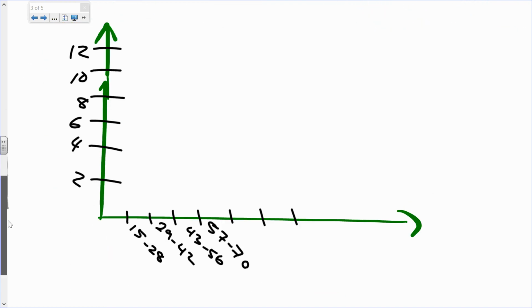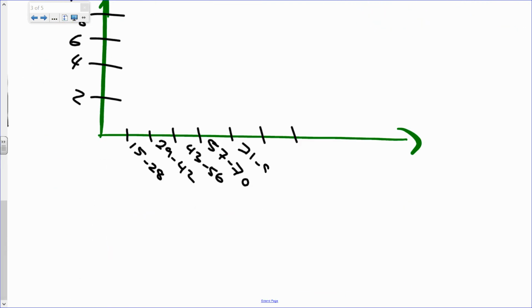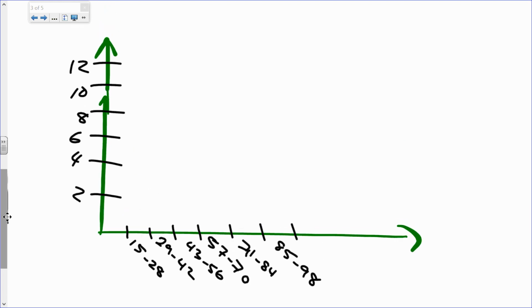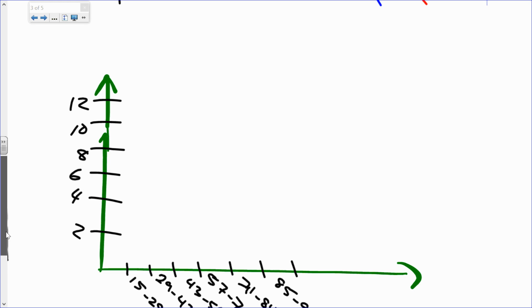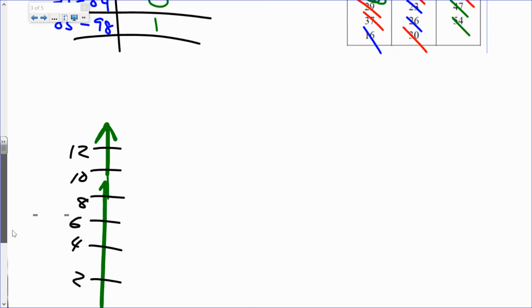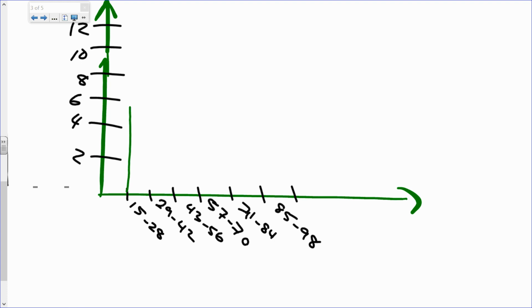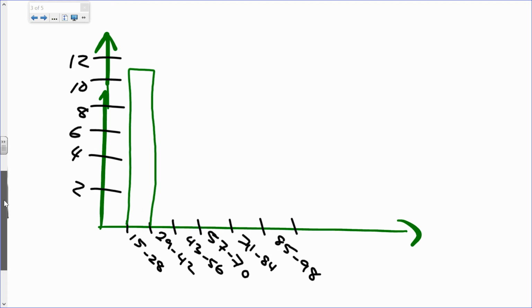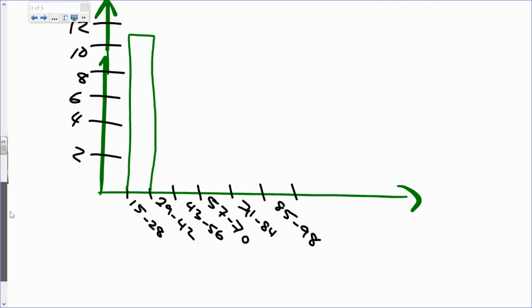43 to 56, 57 to 70. Let's see. 71 to 84, and 85 to 98. We're ready to rock and roll. The rest is a cakewalk. Let's make our bars now. 11 is a frequency. Nice. 29 to 42 is 8.